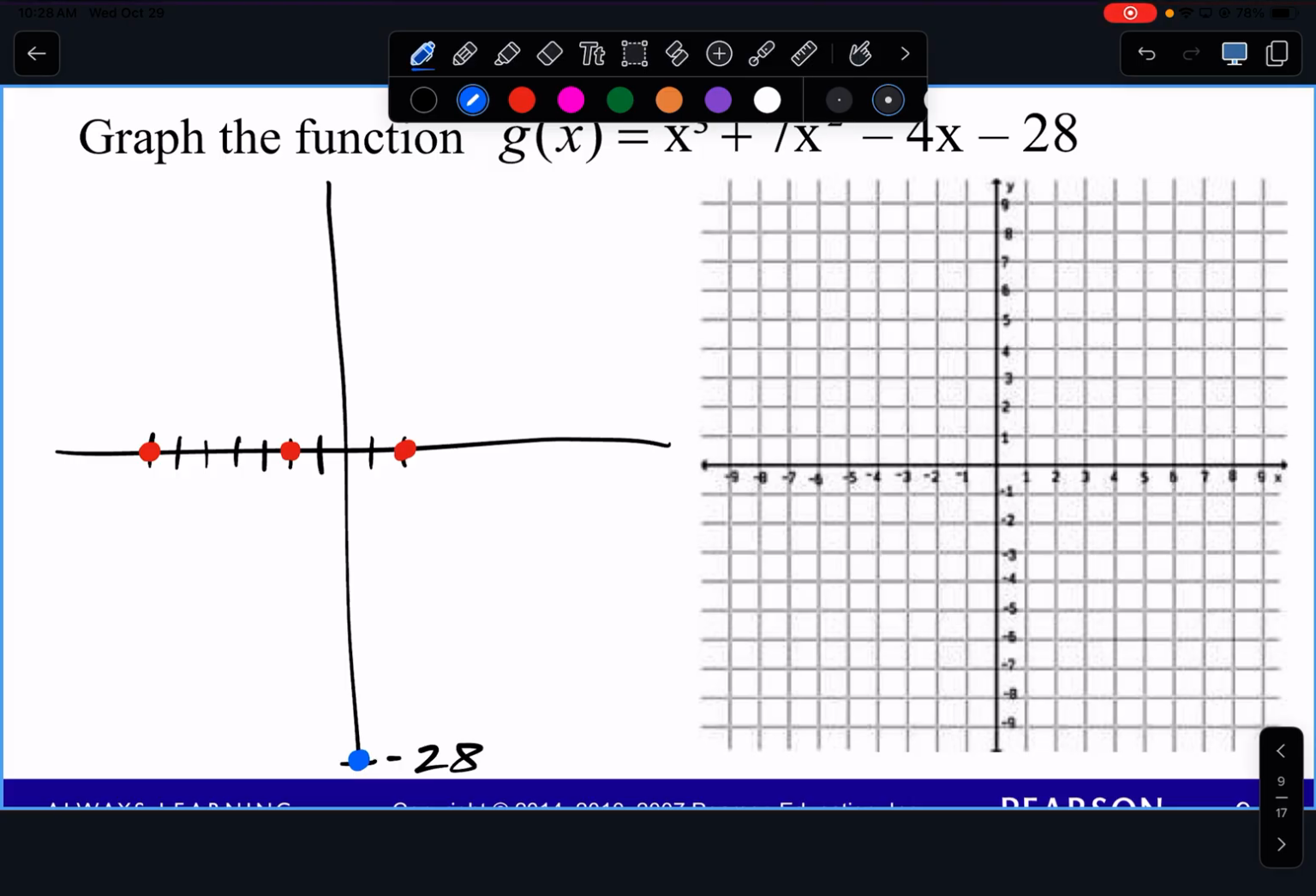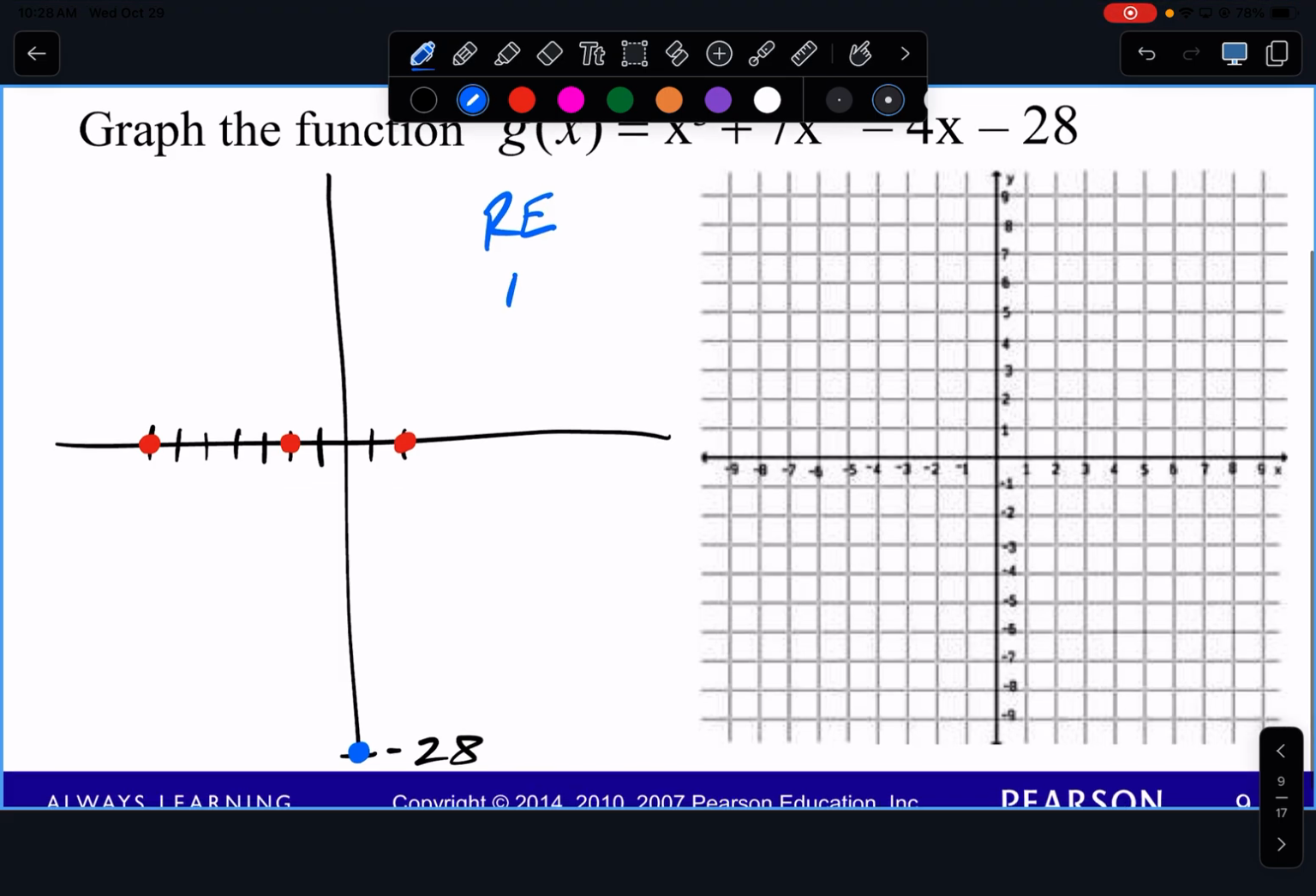Now we start to ask ourselves about the behavior of this. First, we have 3 solutions, so how many turns are we going to have? 2 turns, which works out. What about my end behavior? My right end. It's an odd degree. So is my right end going to be rising or falling? It's going to be rising. So I know my right end is going to be rising. So that means if it's odd, my left end has to be what? Has to be falling.